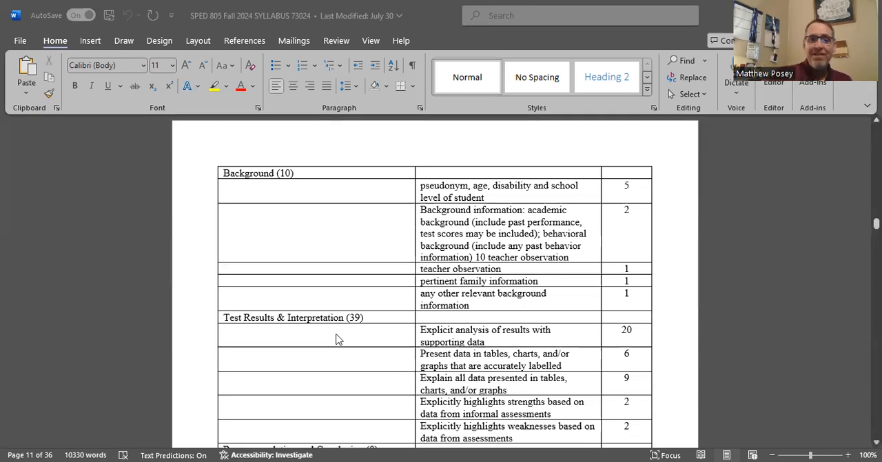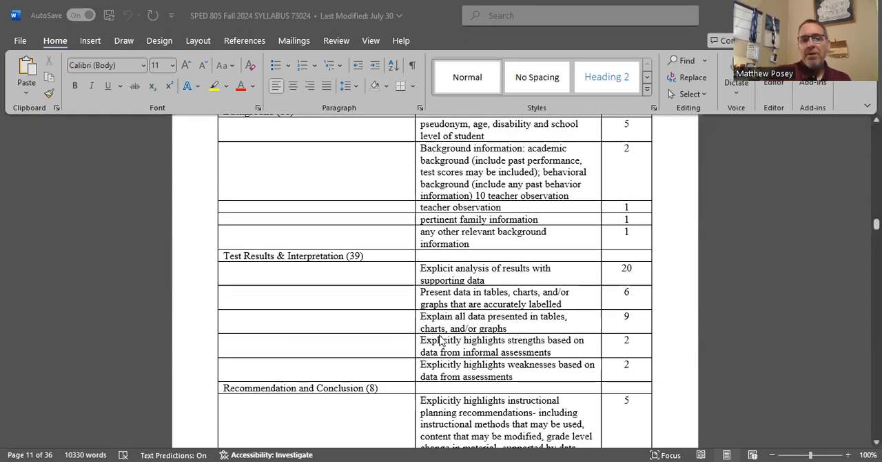The next section that we're going to address is the test results and interpretation section. If you look at the point breakdown for the assignments, whether it's the informal assessment, the norm reference that we'll focus on next, or the CBM, the test interpretation portion of the report is weighted the heaviest out of all the sections, okay? Because we're having to go in and provide a little bit more detailed information. Also, we're going to be asking you to do something that a lot of you may not be as comfortable with, but we're going to learn how to do it this class.